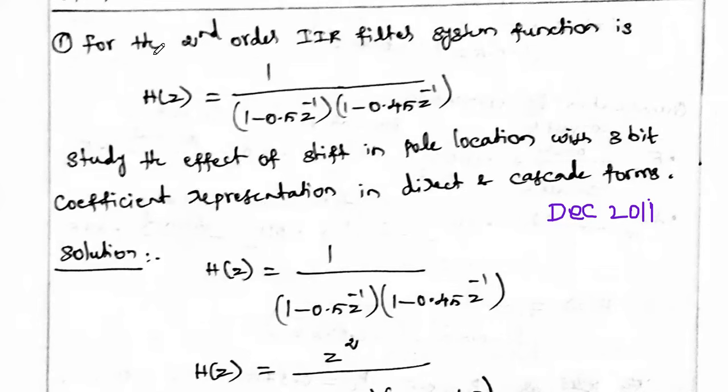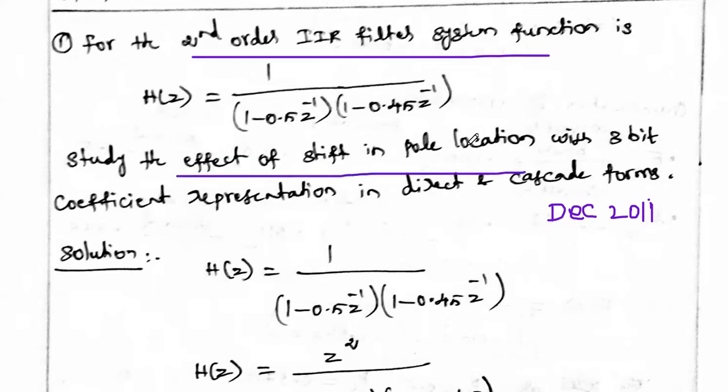Okay, so you see the question: for the second order IIR filter, the system function is H(z) = 1 / ((1 - 0.5 z^-1)(1 - 0.45 z^-1)). Study the effect of shift in pole location with a 3-bit coefficient quantization representation in direct form and cascade form.